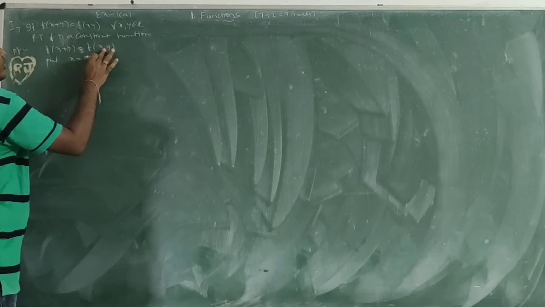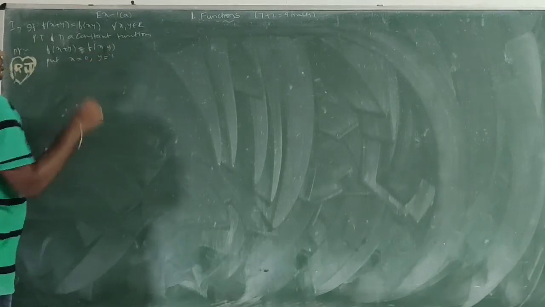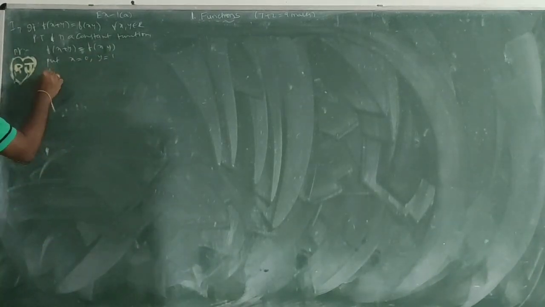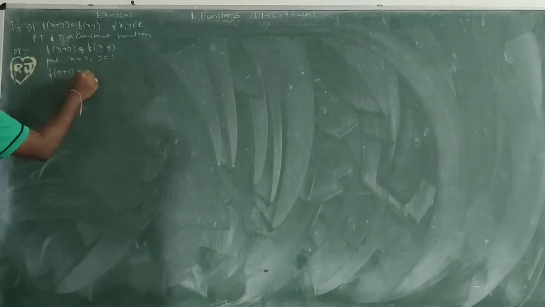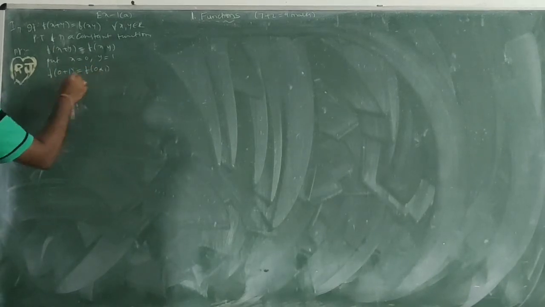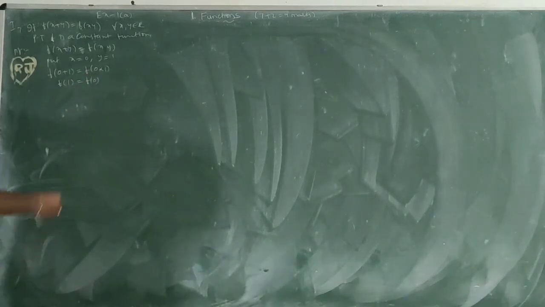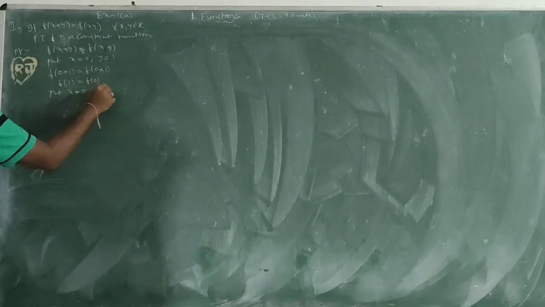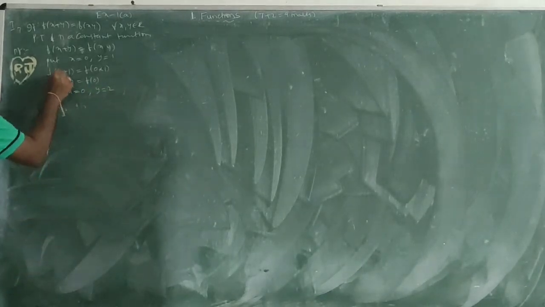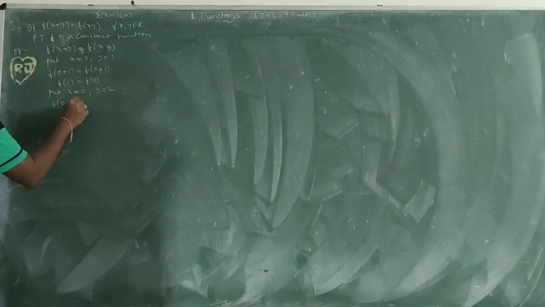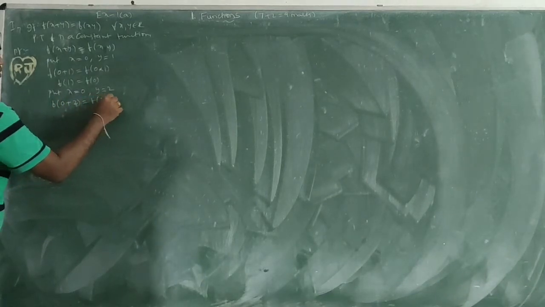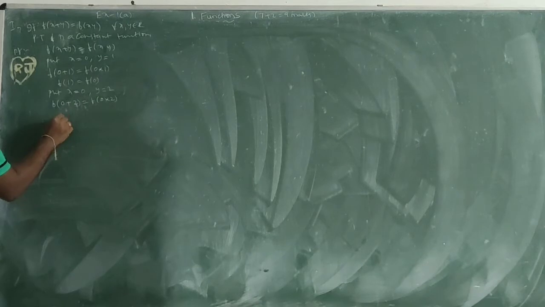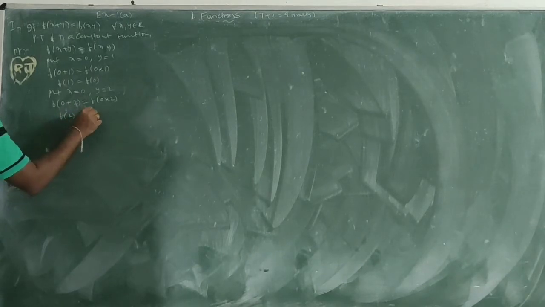f of x plus y equal to f of xy. Put x equal to 0, y equal to 1. f of 0 plus 1 equal to f of 0 into 1. So f of 1 equal to f of 0. Put x equal to 0, y equal to 2. f of 0 plus 2 equal to f of 0 into 2. So f of 2 equal to f of 0.